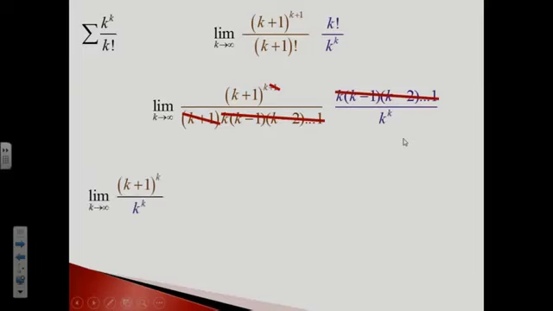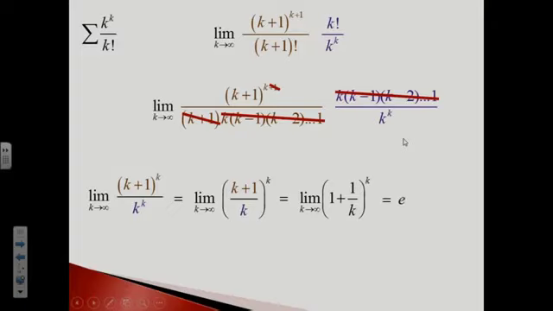We are left with (k plus 1) to the power of k divided by k to the power of k, which can be written as (k plus 1 divided by k) to the power of k, or (1 plus 1 divided by k) to the power of k. Recall that the limit of this equals the number e. Thus, L is greater than 1, and the ratio test tells us that the given series diverges.